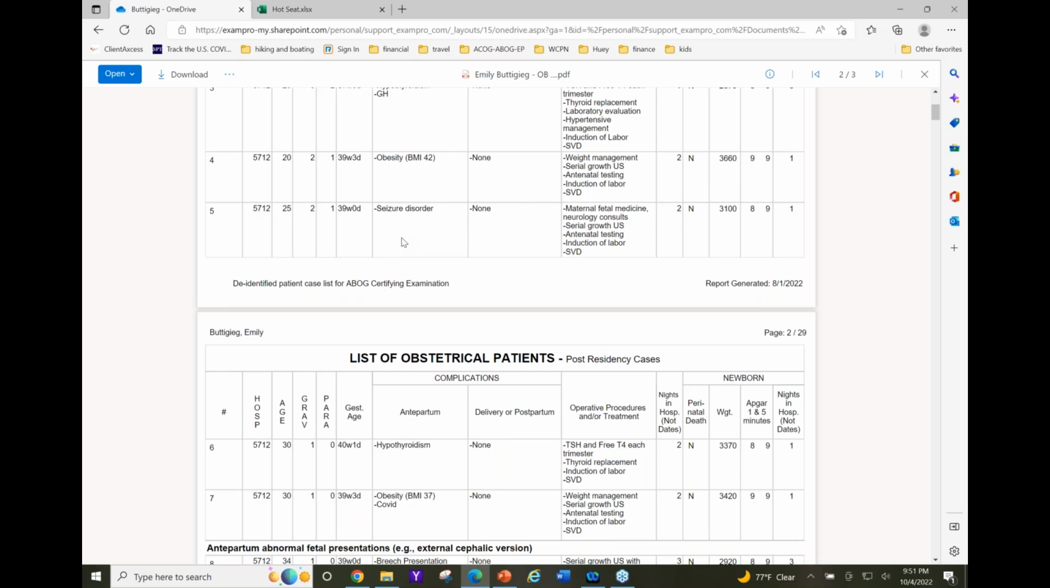And does Keppra cross the placenta? I don't believe so. Are there any risks associated with Keppra during pregnancy? Not that I can think of offhand.